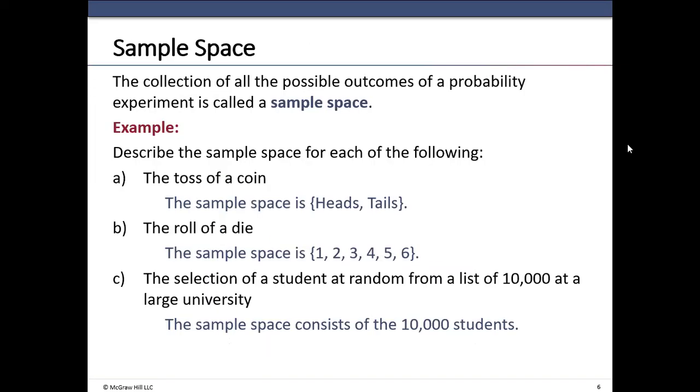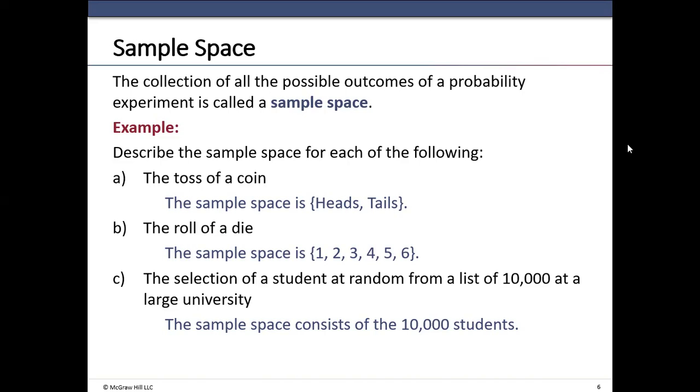Construct a sample space. The collection of all possible outcomes of a probability experiment is called a sample space. Describe a sample space for each of the following. Toss of a coin. We know a coin has two faces, a head and a tail. So the sample space is written with special braces, with two possible outcomes inside, head and tail, and then the brace is closed.